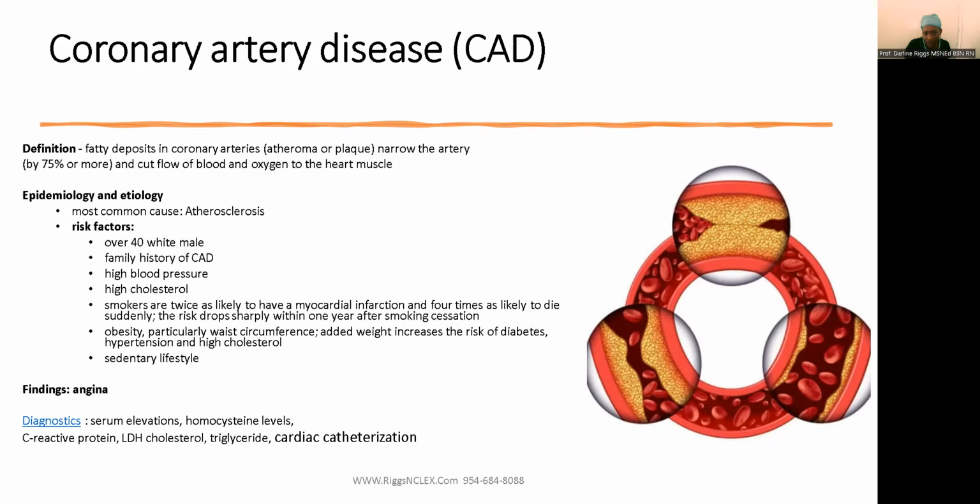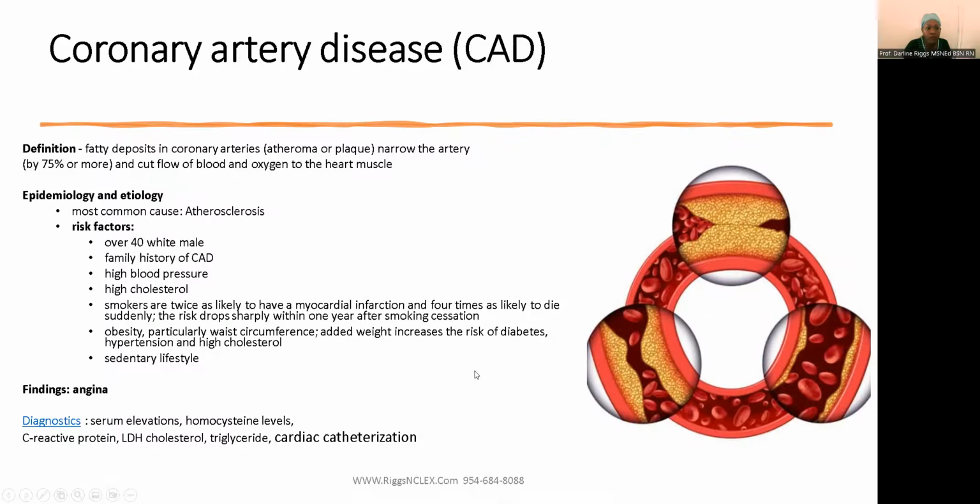Smoking doubles your risk, and the risk drops sharply within 1 year after cessation, so it's great when folks stop. Obesity, especially what we call visceral fat. Visceral fat is fat around the stomach. That puts people at risk. If you're overweight, it's best to carry your weight in your legs and buttocks, even your chest. It's dangerous to carry your weight around your stomach. That's called visceral fat. That increases the risk.